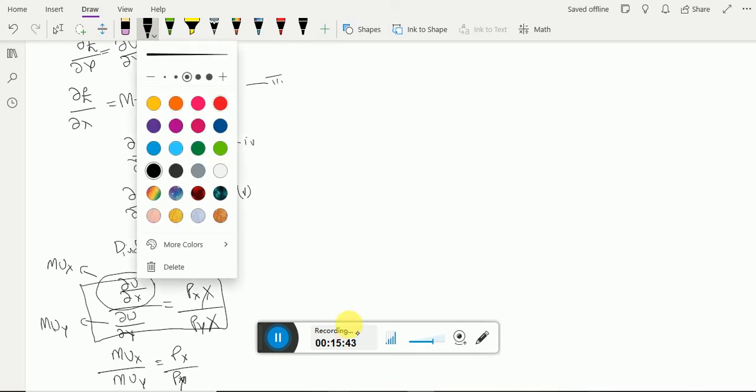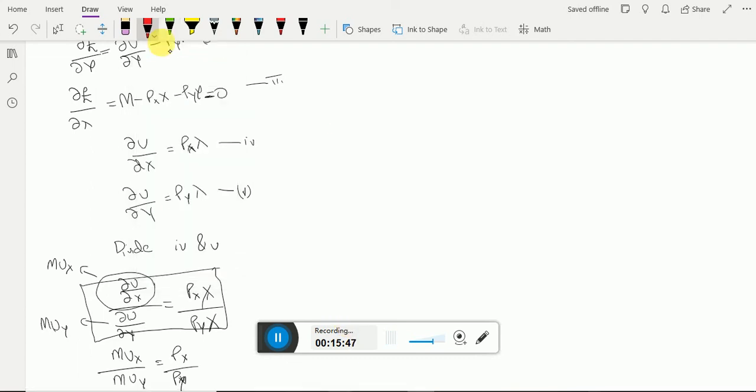will become the marginal rate of substitution. I am writing it here: marginal rate of substitution. So it will become MRS equals px upon py. This is our final function.